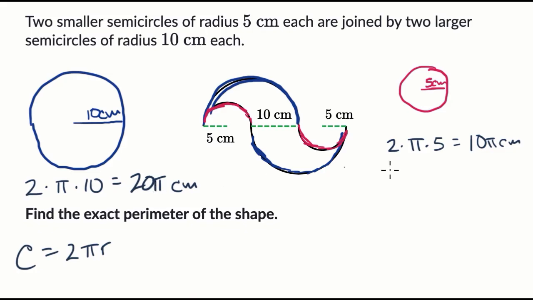And so if we were to add these two things together, 20 pi centimeters plus 10 pi centimeters, to get the total of everything here, we get 30 pi centimeters. And we're done.